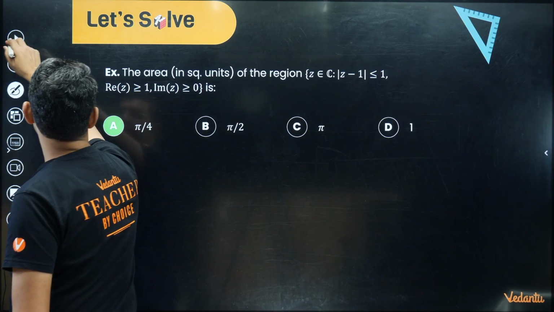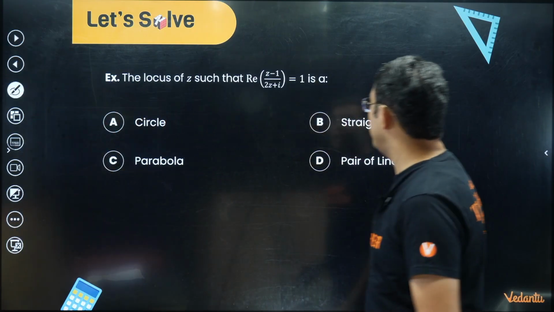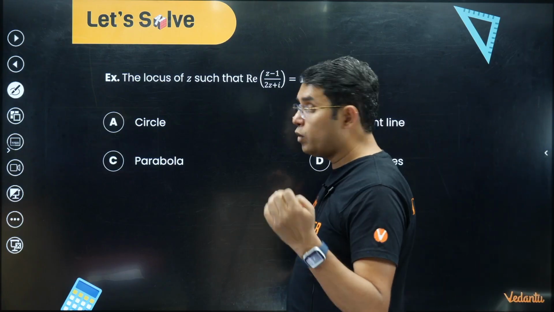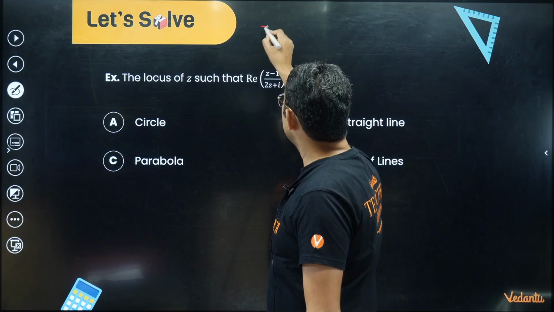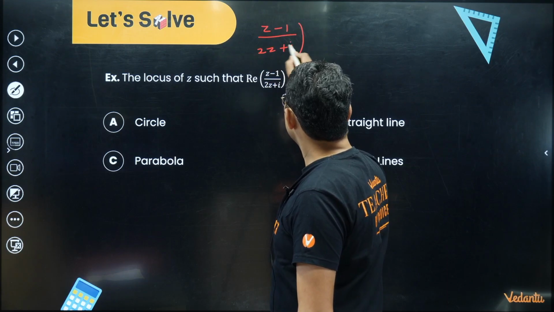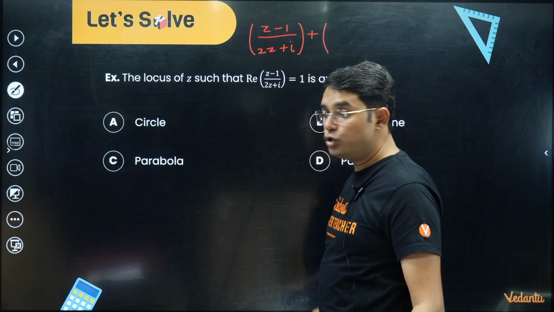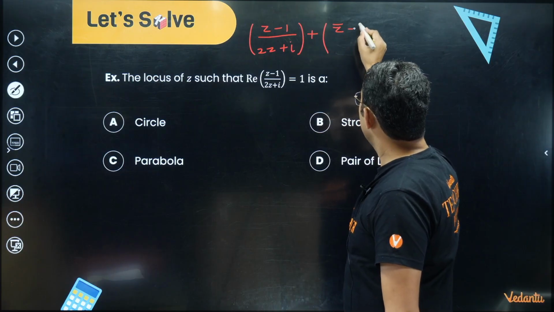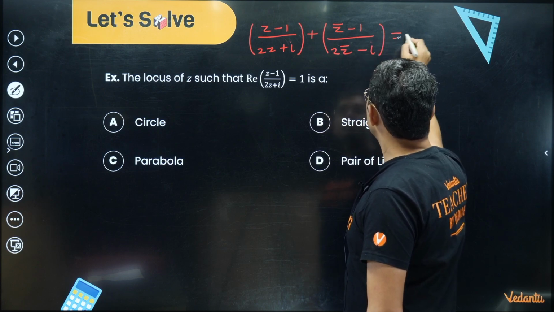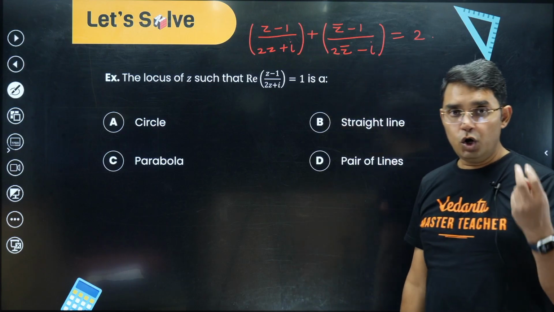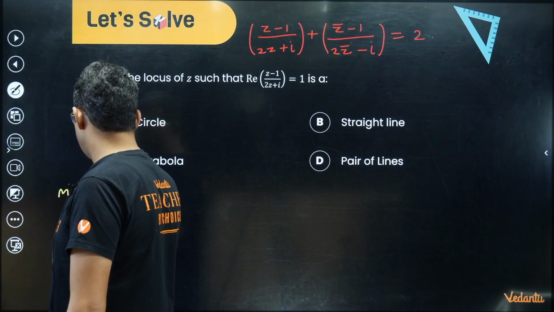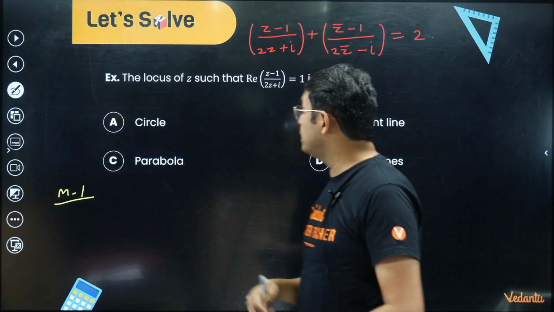Okay, now moving to the next question. The locus of z such that real part of this is equal to 1. Now we can do it in two ways. Listen carefully. I told you in the beginning that one method could be that we write (z minus 1) upon (2z plus iota) and its conjugate, which would be (z bar minus 1) upon (2z bar minus iota). Its sum should be equal to 2 because it is equal to 2 times the real part. So that is one method.